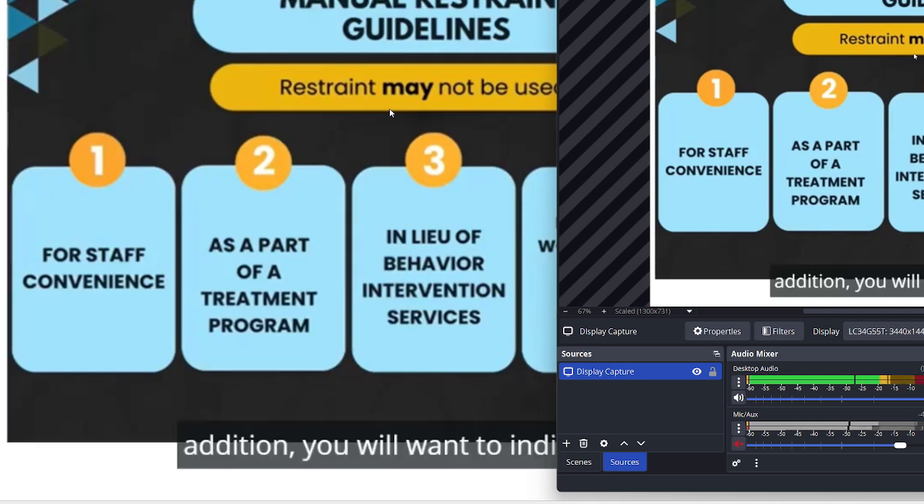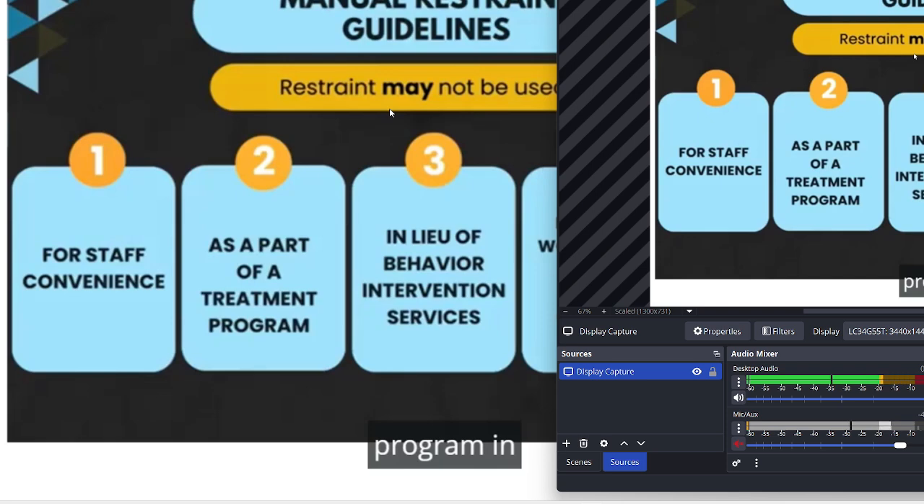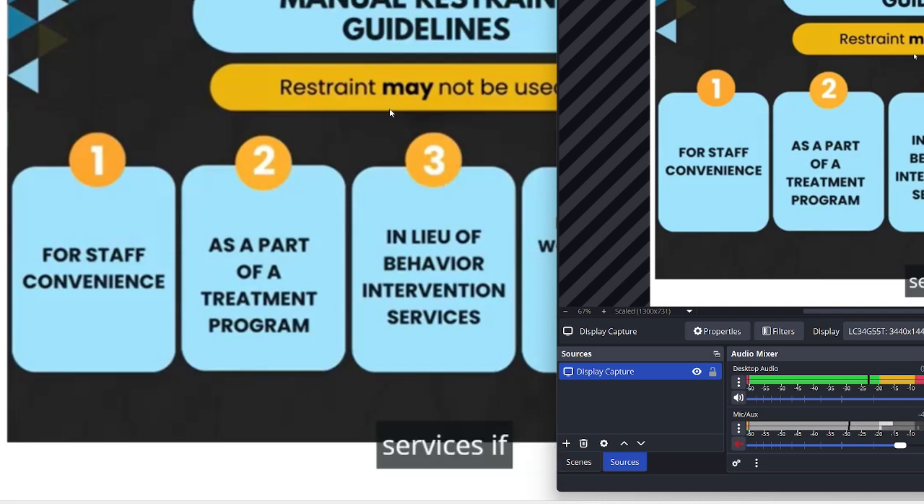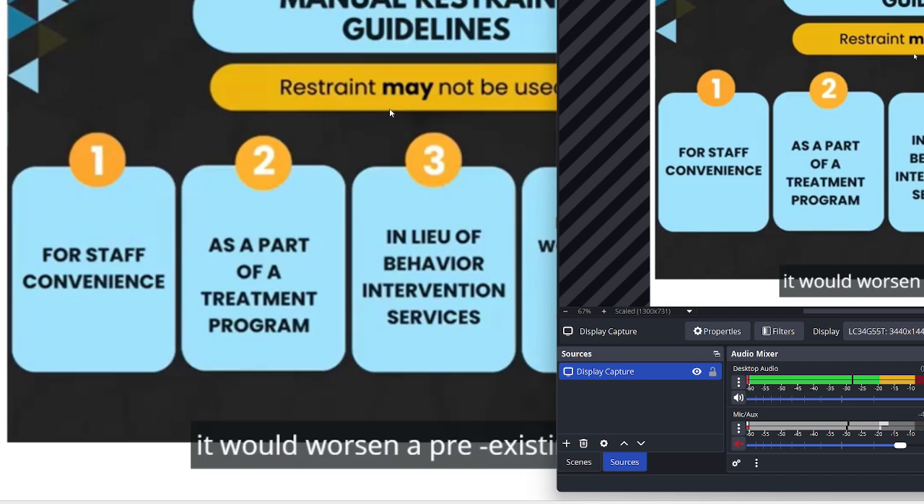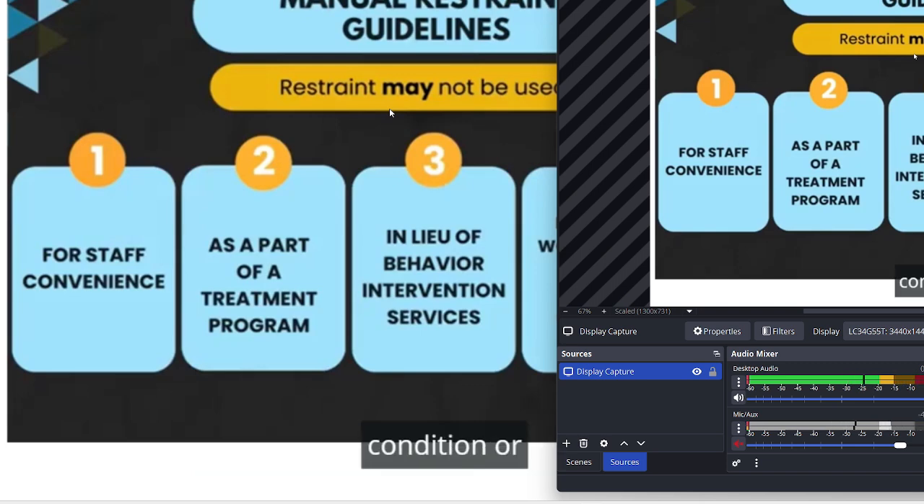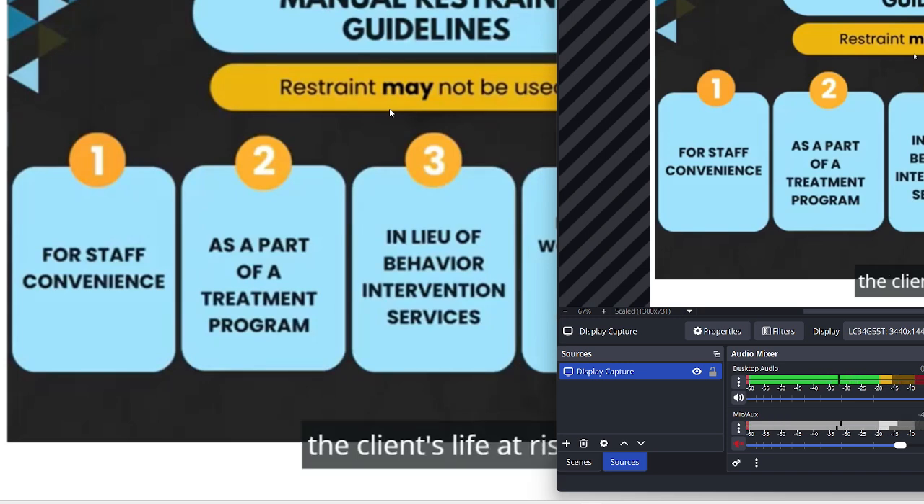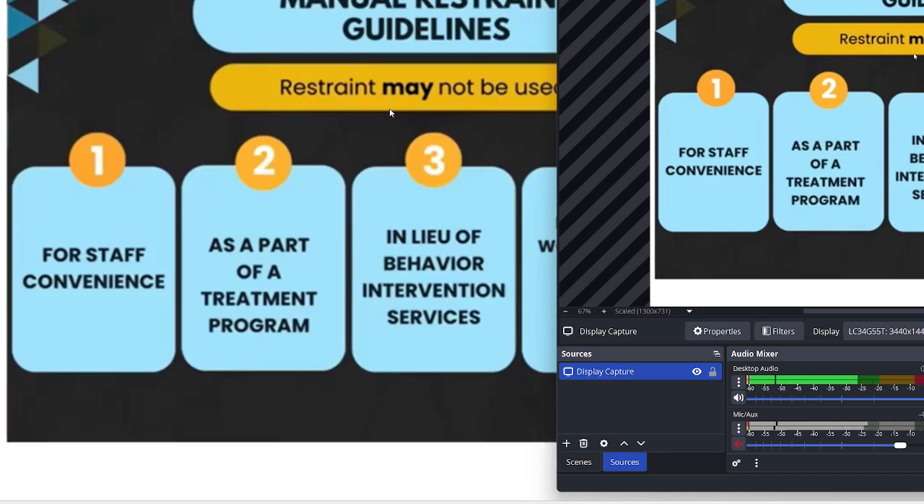In addition, you will want to indicate in your program design your awareness that restraint may not be used and will not be used for staff convenience, as part of a treatment program, in lieu of using behavior intervention services, if it would worsen a pre-existing medical condition, or due to the client's medical condition place the client's life at risk.